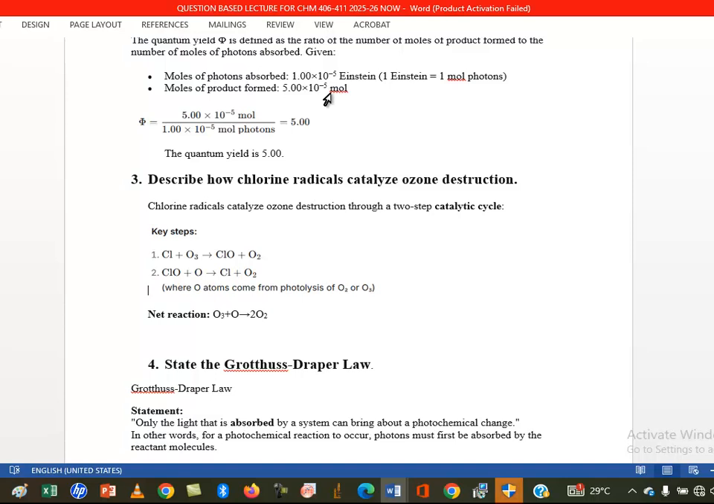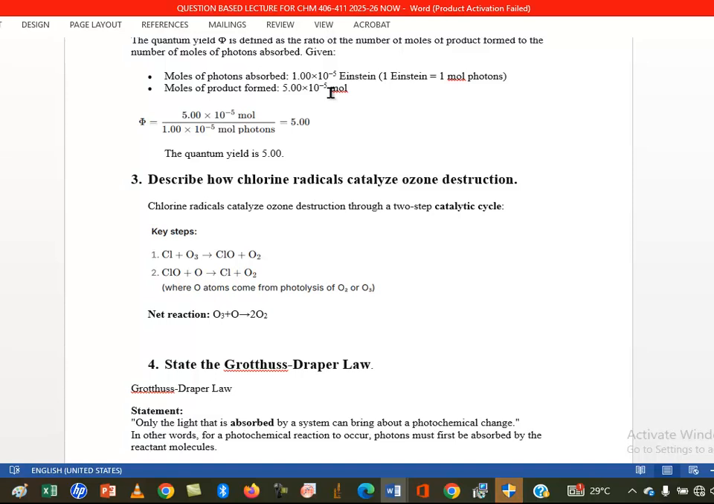These are the steps you just need to give me. Cl plus O3, that's ozone, gives ClO plus O2. So it breaks down the ozone to oxygen. Then ClO plus O goes on to give Cl plus O2. So that is what you get. And then this is the net reaction: the ozone is converted to oxygen gas. So with this, you have answered this question.